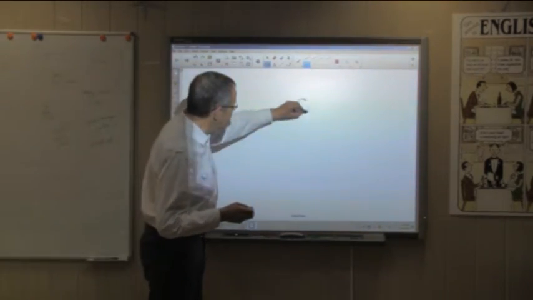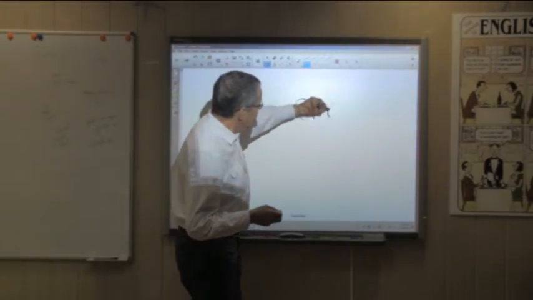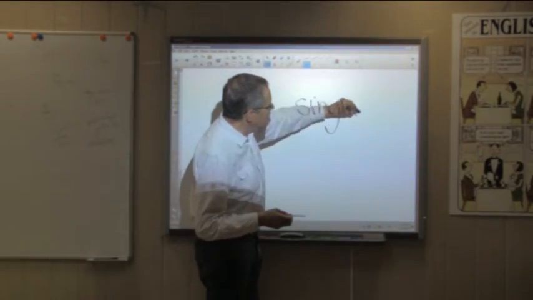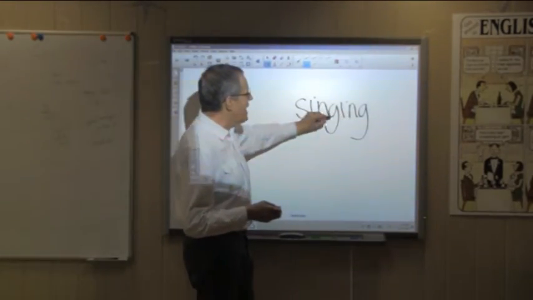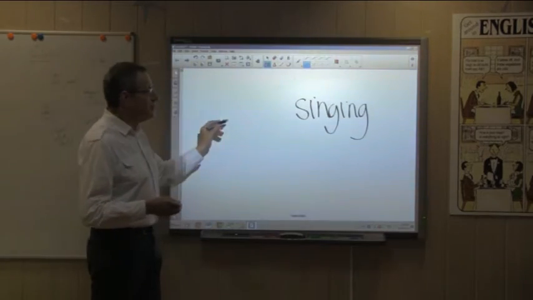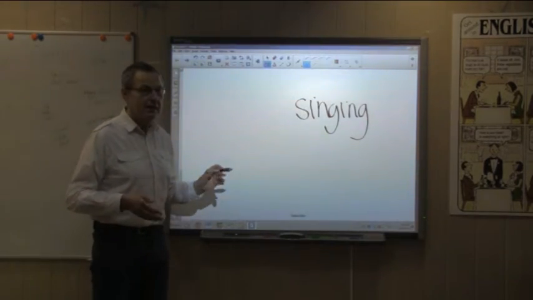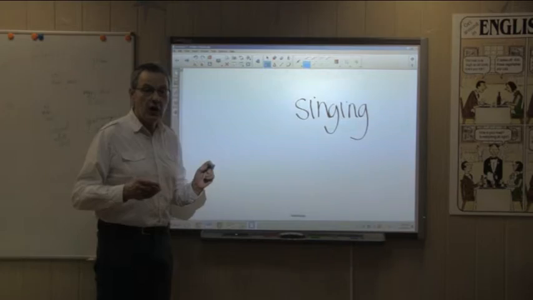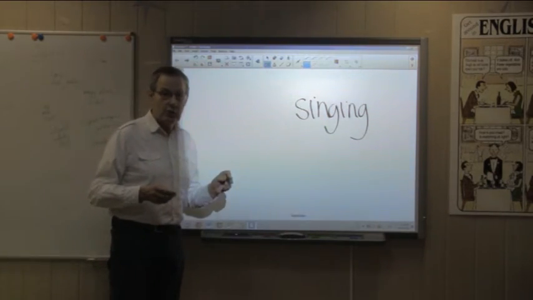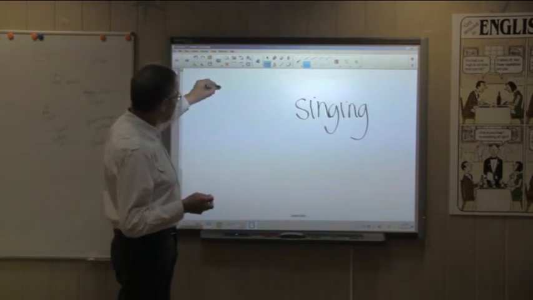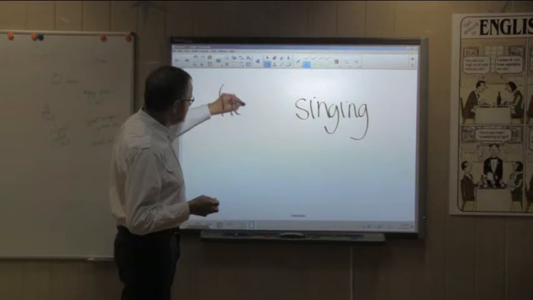The past continuous, you simply need the ing form of the verb. Here we have sing. Sometimes some people call it the present participle, and you add ing. And before it we use the past simple of the verb to be. I was, you were, or for example, he was.